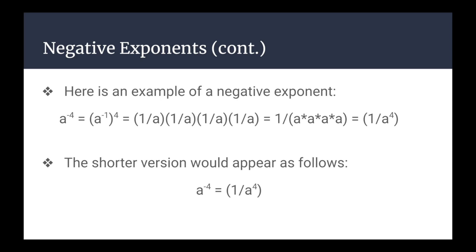a to the negative 4th is equal to a to the negative 1st power to the 4th power, which is equal to 1 over a times 1 over a times 1 over a times 1 over a, which is equal to 1 over a times a times a times a, which would therefore be equal to 1 over a to the 4th power. In the shorter version, it would simply be a to the negative 4th power equals 1 over a to the 4th power. The middle steps are just to make it more clear how we get to the final product.